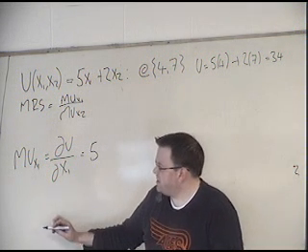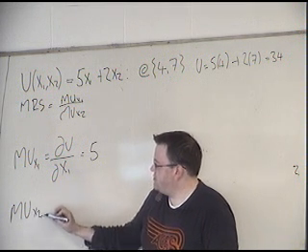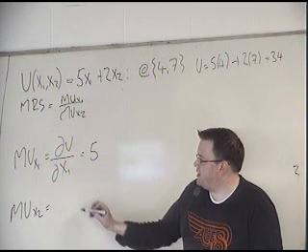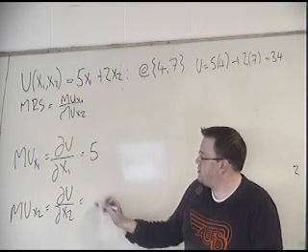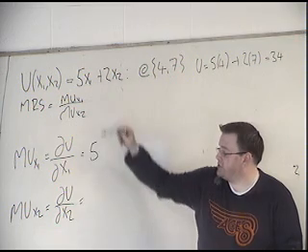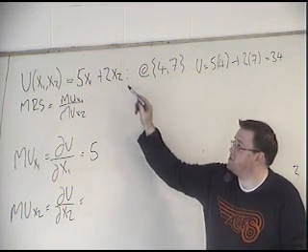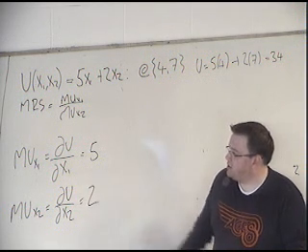What about x2? Well, same thing, just differentiate with respect to x2. So the marginal utility of x2 is du dx2. The 5x1 is a constant with respect to x2, so that gives us nothing. Differentiating 2x2, you just lose the x2, so it gives us 2.